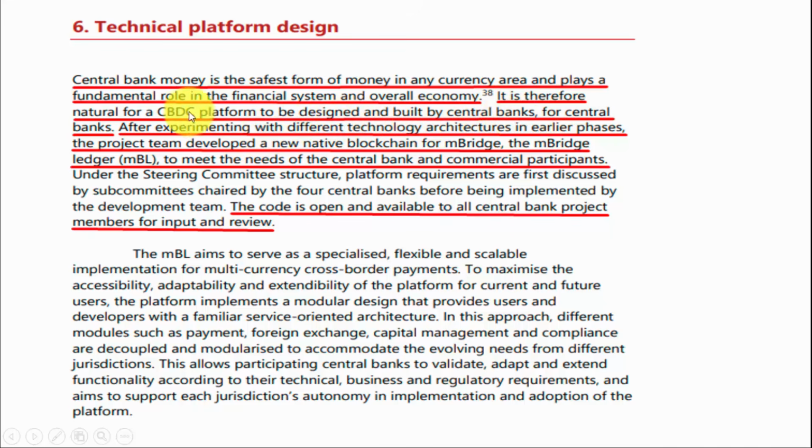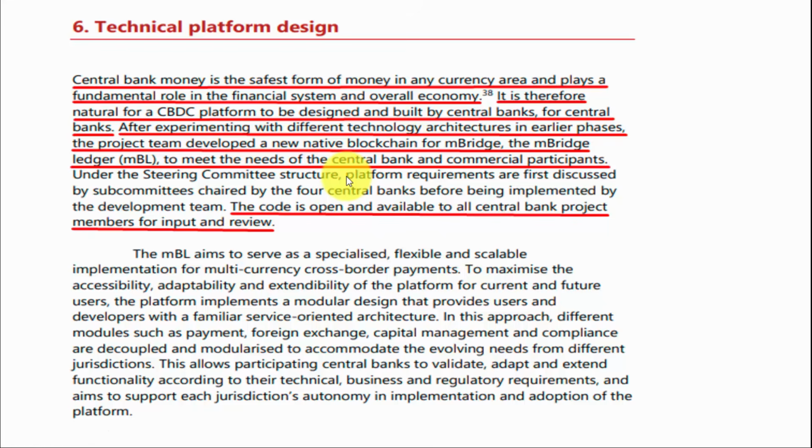For central banks, after experimenting with different technology and architectures in earlier phases, the project team developed a new native blockchain for mBridge, the mBridge ledger, to meet the needs of the central bank and commercial participants. So as you can see, the platform itself was designed by central banks for central banks, and it has nothing to do with the XRP or the XRPL.